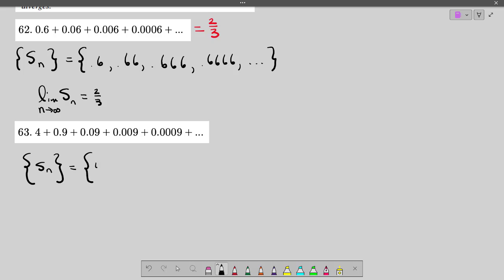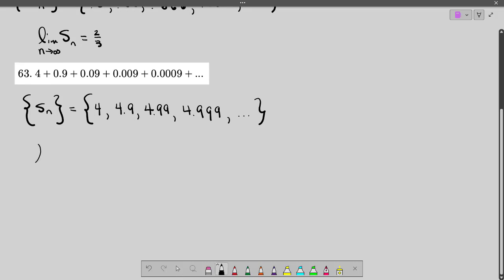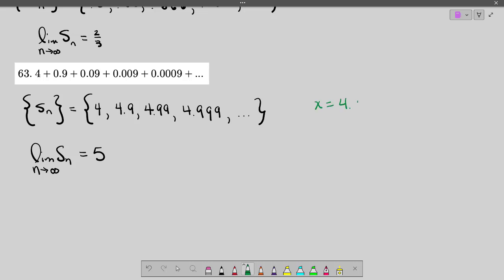So this sequence of partial sums will be 4, and then 4.9, and then 4.99. And then, yeah, you get the point. And what do we think the limit of this S sub n is? 5. The limit of S sub n as n goes to infinity is going to be 5. So that sequence is getting arbitrarily close to 5. So the limit of that will be 5. And again, we can use the algebra technique here. If we let x equal 4.9 repeating, we'll do the same thing. We'll multiply by 10, and it will work out fine.